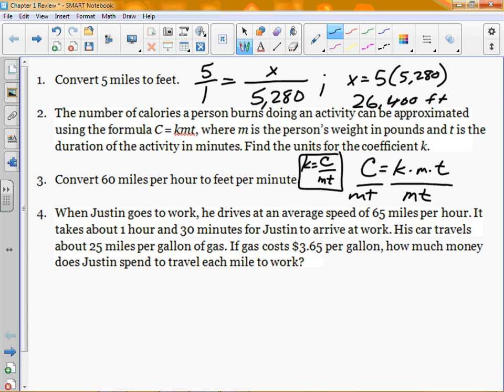Not a big deal. Convert 60 miles per hour to feet per minute. 60 miles in 1 hour equals how many feet and how many minutes? What's the problem here? Yeah, it's miles per hour. How many minutes are in an hour? 60.